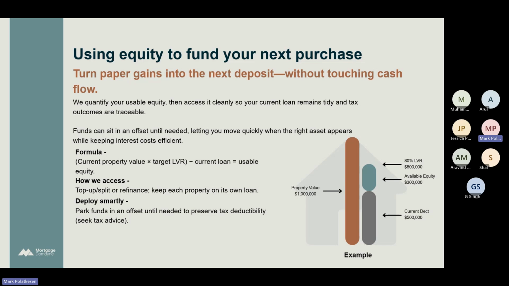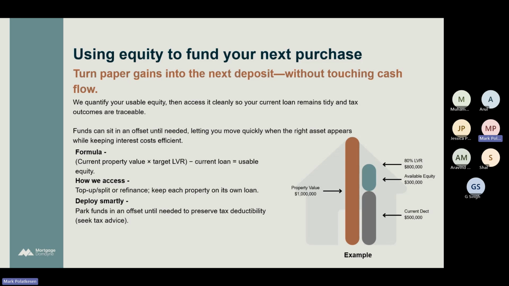So if we were to scale that down to an 80% lend, out of the $1 million, we can only raise $800,000 against that property in terms of a loan, less the balance that the clients currently owe, which means we've got $300,000 in available equity. So you can use that equity towards an investment purchase. And you can have that as a separate loan against your owner occupied property.